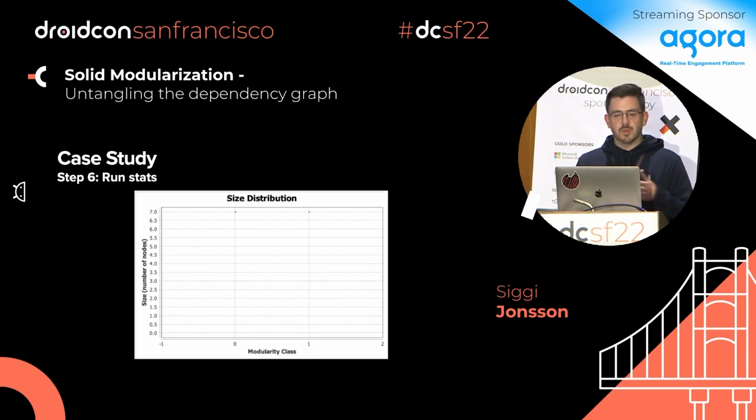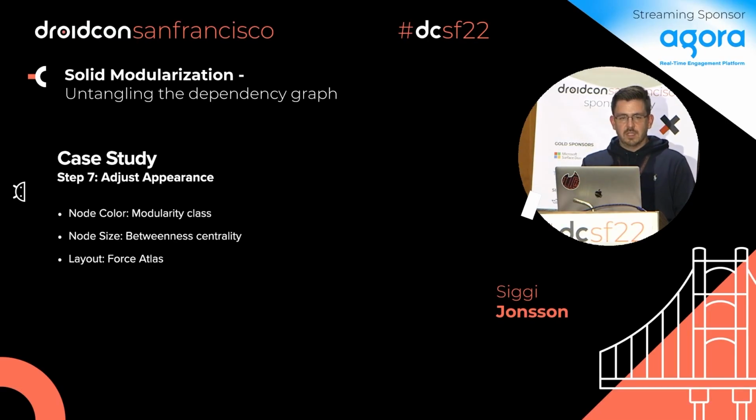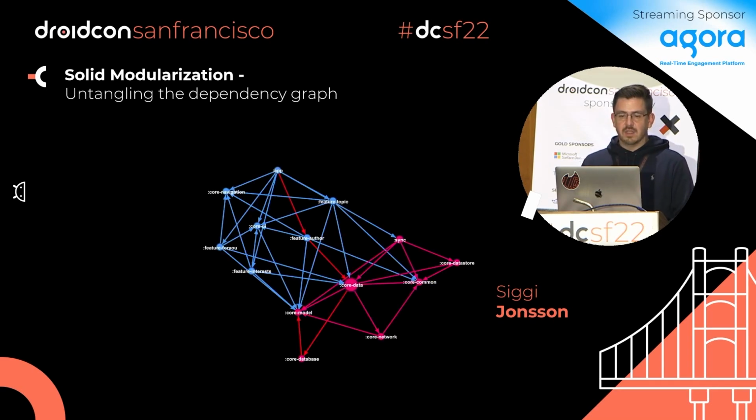From the modularity class algorithm, we detect 2 communities in this particular graph. And finally, the betweenness centrality distribution starts to indicate that maybe we have something interesting going on here, with one outlier there to the far right. So again, working through the steps in Gephi, we make the node color be represented by the modularity class. We make the node size in the graph be represented by the betweenness centrality of the nodes, and we use the Force Atlas layout. And now we get something that's a little bit more useful. It looks like this.